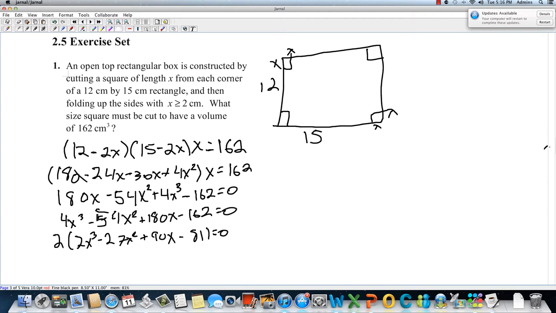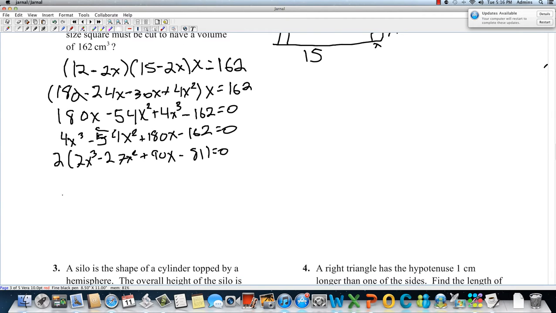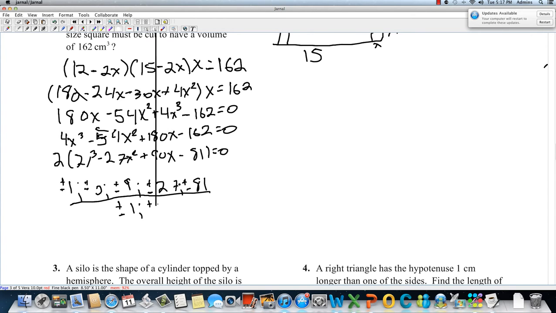So let's find our factors. Factors of negative 81 are plus or minus 1, plus or minus 3, plus or minus 9, 27, and 81, all over factors of 2, which are just plus or minus 1 and plus or minus 2.